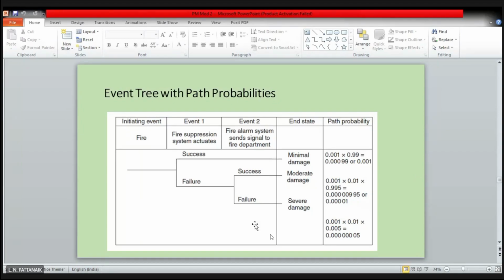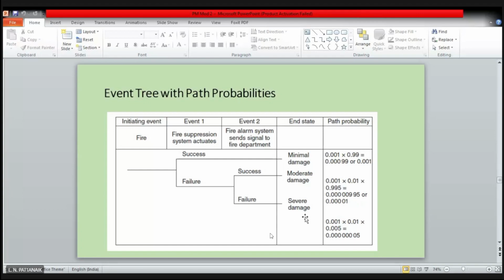Then, all right, similarly for other paths, you can calculate the probability. For example, for the moderate damage, now you have three probabilities you have to multiply. One is the probability of fire with probability of failure and with probability of success of event 2. So all the three are multiplied, right? This is something like PA into PB into PC kind of. So ultimately you are getting a probability value, right?